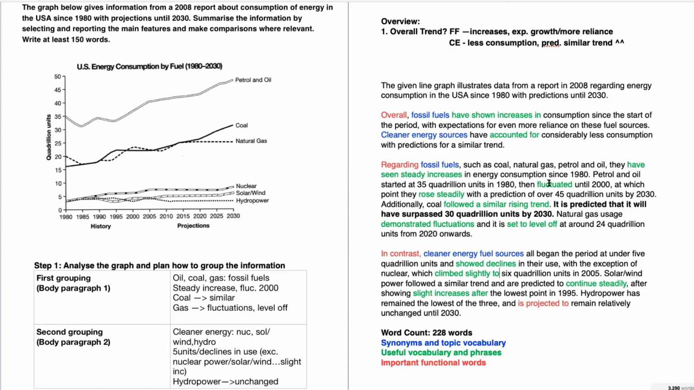So with all of this being said, this would all count towards the task achievement because we have done everything. We have summarized information, we've reported the main features, we've made comparisons where relevant, and our vocabulary is really advanced, as well as our grammar. So make sure you are trying to get as many points as possible when it comes to your lexical resource and your grammar. And of course, it goes without saying that this is very cohesive and succinct.